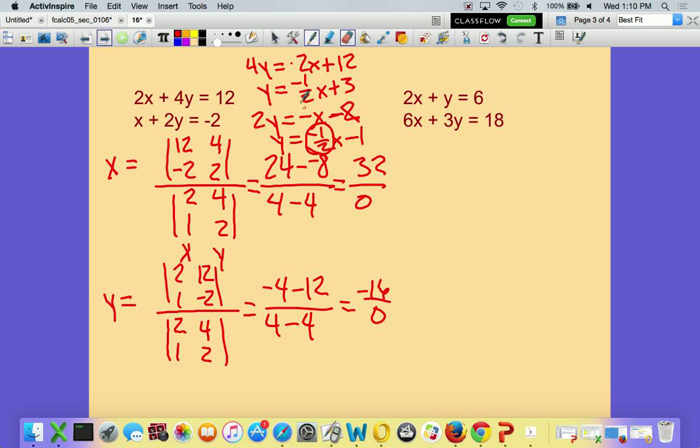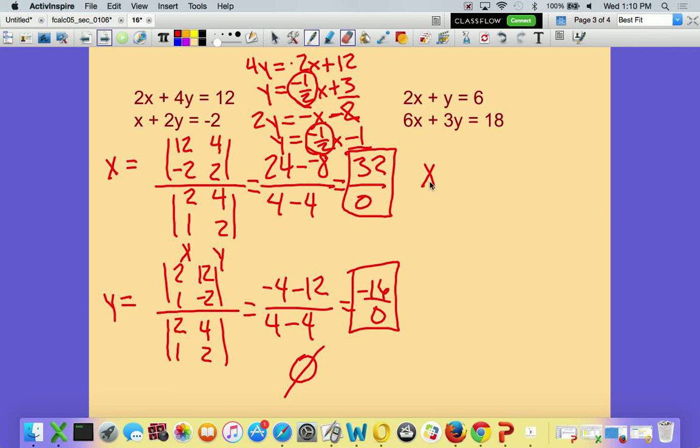If you look, our slopes are the same, so that means these lines are parallel. But our y-intercepts are different. So are we going to get an answer here? No. Our answer is going to be no solution. How we tell that from Cramer's rule is we have 32 divided by 0 and -16 divided by 0. If you get a number other than 0 divided by 0, then that will be no solution.